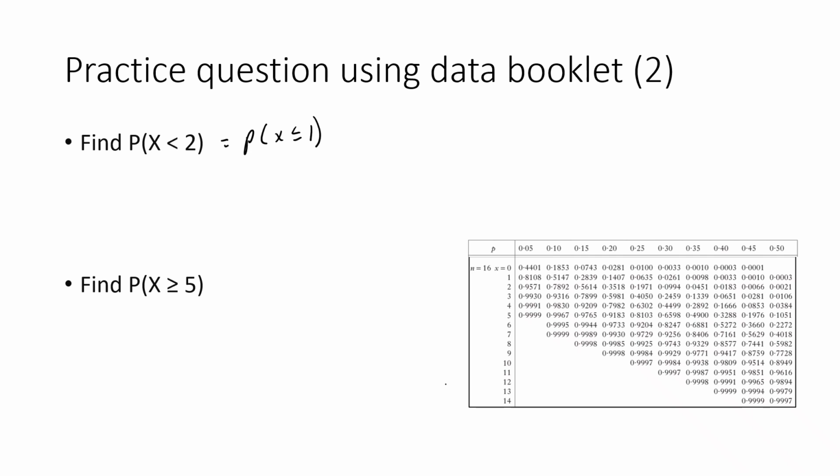And for this, we just look at the table. Again, n is 16, p is 0.2. So we go down, and it's 0.1407.